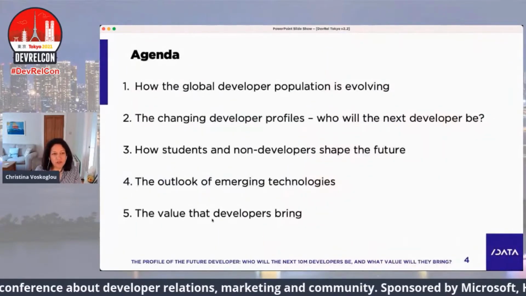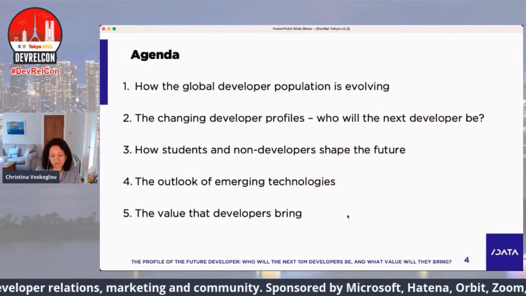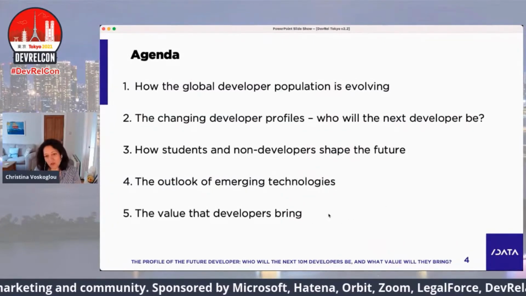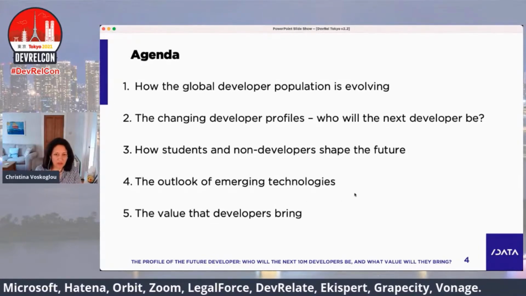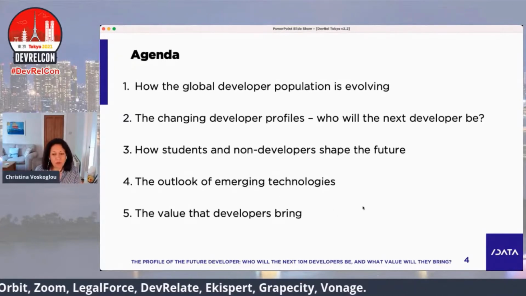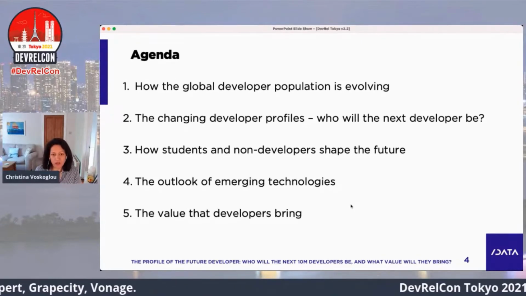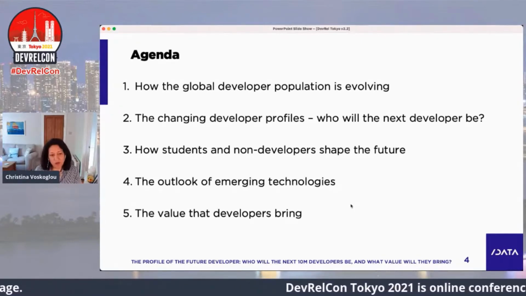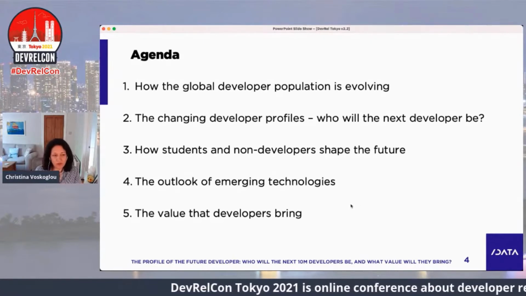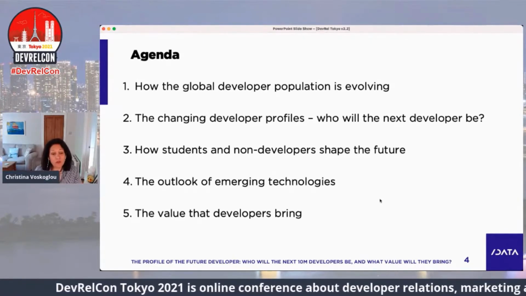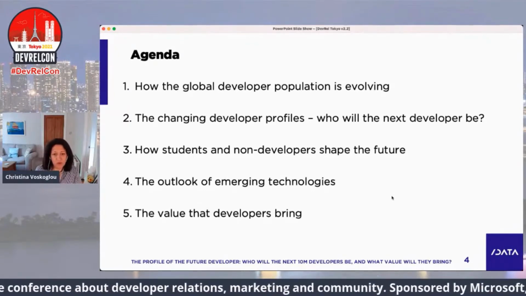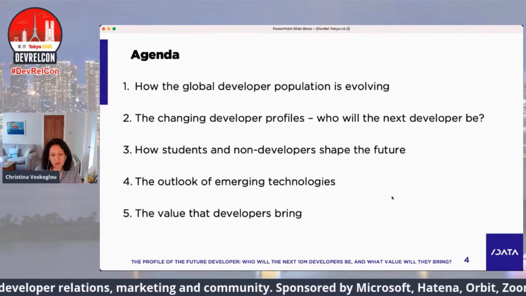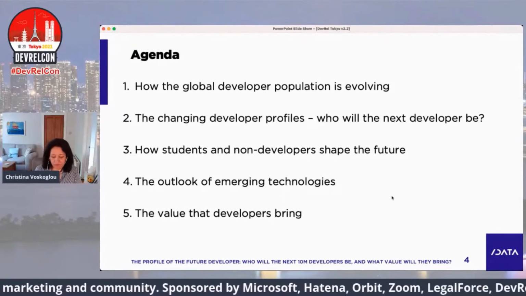Right, and with that short intro, what I'll be talking about today, and I'll be showing you a lot of data based on all those surveys that we've run, is about how the global developer population is evolving. And then what's behind that growth. So it's not just the growth, it's the profiles behind that. How is that changing? We'll talk a bit about students and non-developers who are sort of game changers. The outlook of emerging technologies, because we're talking about the future, what is coming, so what the future developer will be working on. And finally, the value the developer brings and how that's important for DevRel.